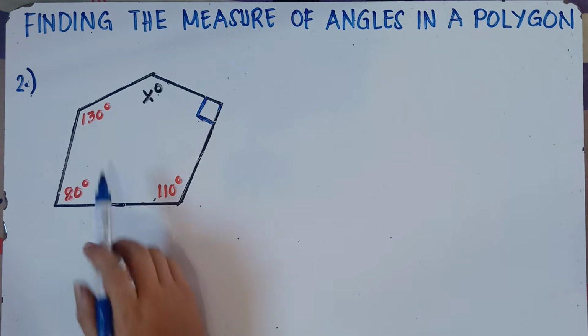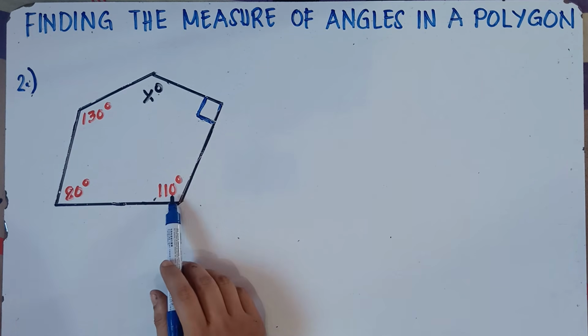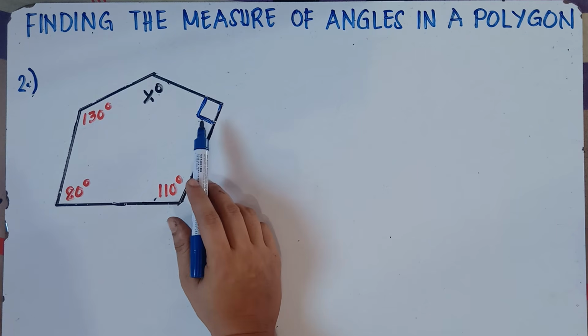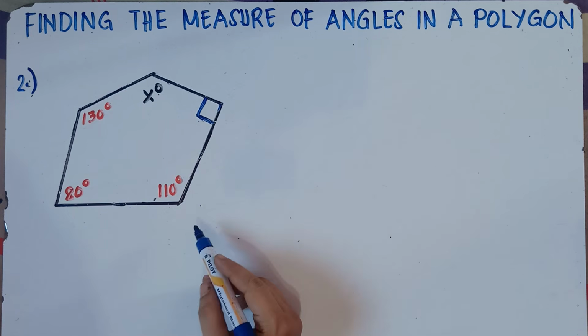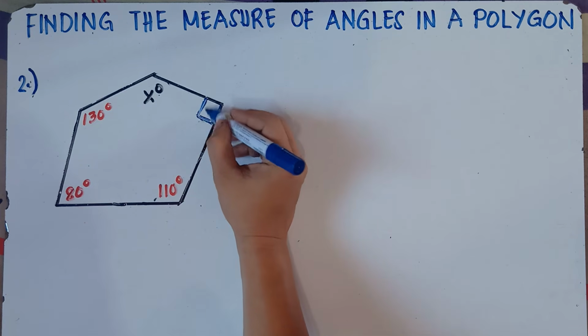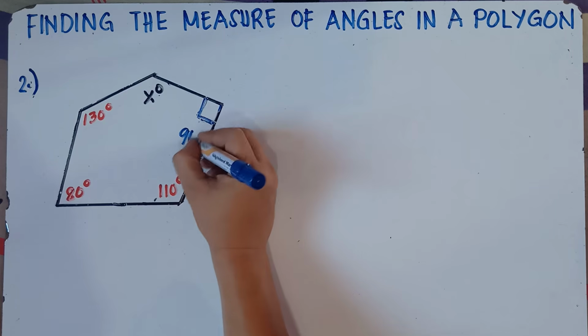We are given 130 degrees angle, 80 degrees, 110 degrees, and we have this marking. Now, this marking, class, means a 90 degree angle. That would be a right angle. Once again, if you have this marking, class, it's like a box. It means right angle, and a right angle would be 90 degrees.